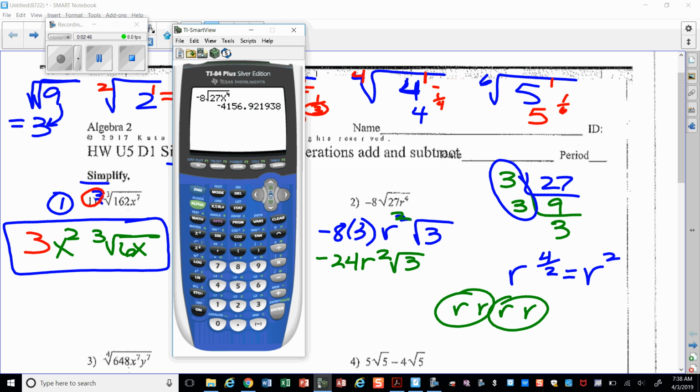Okay, so there is that. And then now I'm going to put in negative 24 x squared times the square roots of 2nd squared of 3. All right, and those should be the same. All right, and so I know that I did it right.